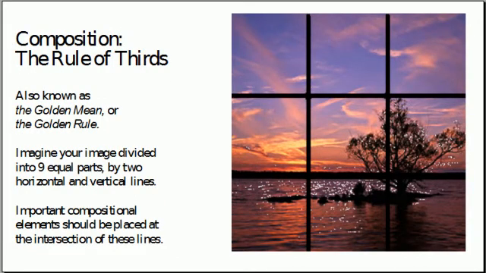Another important rule in cinematography is composition, the rule of thirds, as it's called. The rule of thirds is also known as the golden mean, and sometimes called the golden rule. So if you imagine your image divided into 9 equal parts, each divided by 2 horizontal and vertical lines, the idea is that the important compositional elements should be placed at the intersection of these lines. So this tree here is down here in this golden mean.